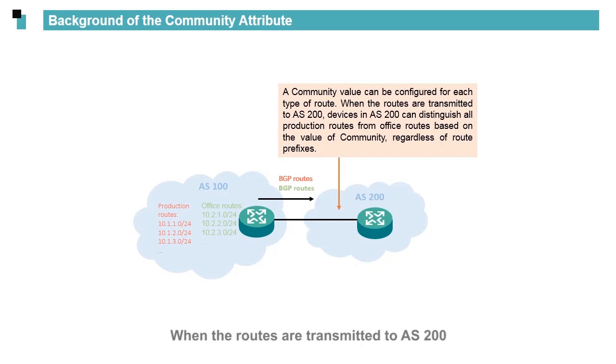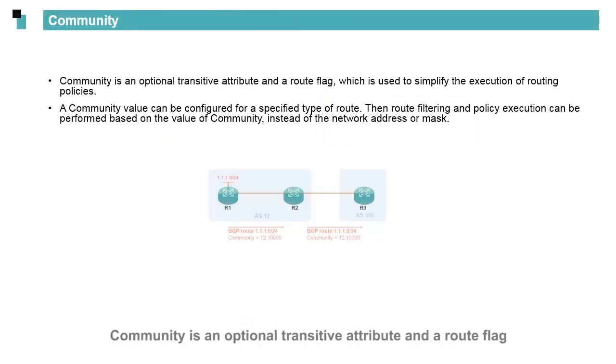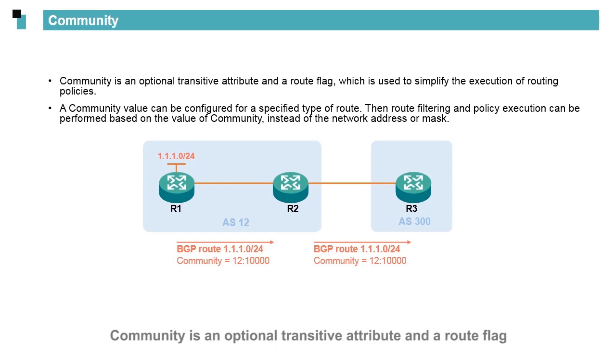When the routes are transmitted to AS200, the community attribute is added to the routes. For example, the community is set to 100:1 for all production routes, and to 100:2 for the office routes. In this way, devices in AS200 can distinguish all production routes from office routes based on the value of community. Community is an optional transitive attribute and a route flag, which is used to simplify the execution of routing policies.